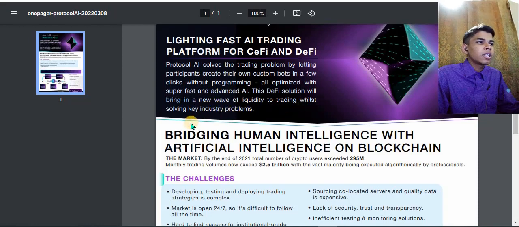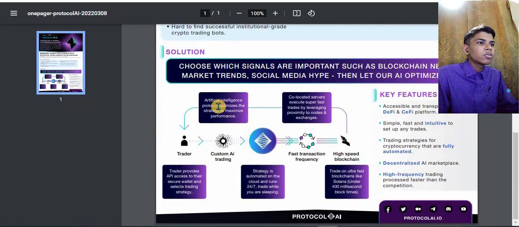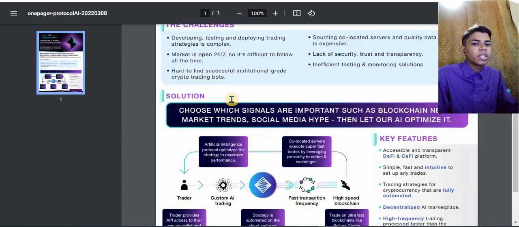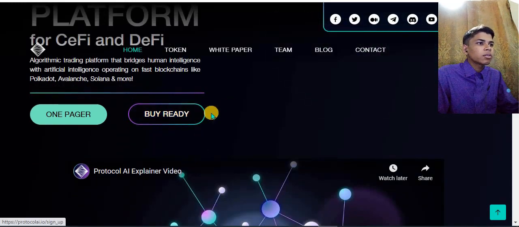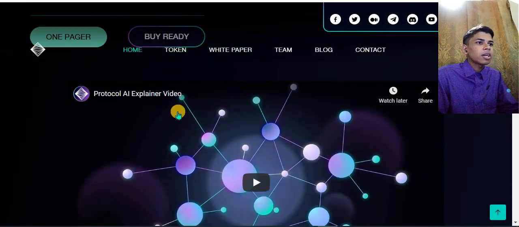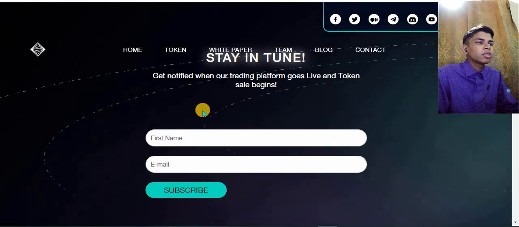liquidity to trading, solving key industry problems. So this is the solution page with full details. So back to this homepage, buy ready, how to buy and how to join. So I go into this page.